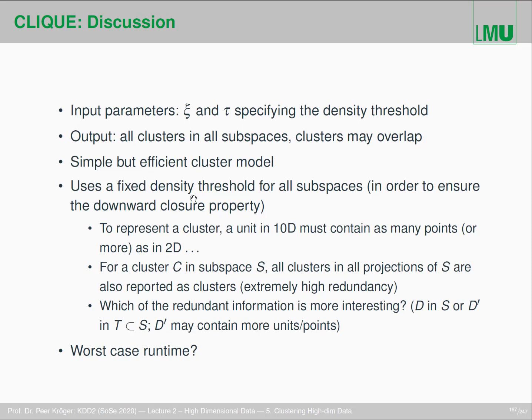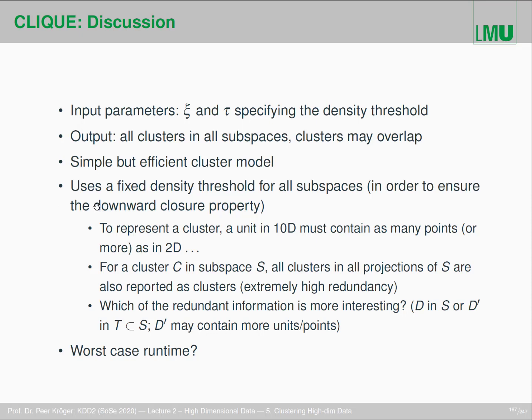Yeah, so that's it. Short discussion on that. So we have basically two input parameters, xi and tau, which specify the density threshold. It outputs all clusters in all subspaces. Clusters, of course, may overlap. It is a very simple but quite efficient cluster model, which is true also for the non-subspace version of grid-based clustering, of course. However, the whole thing has some downsides.